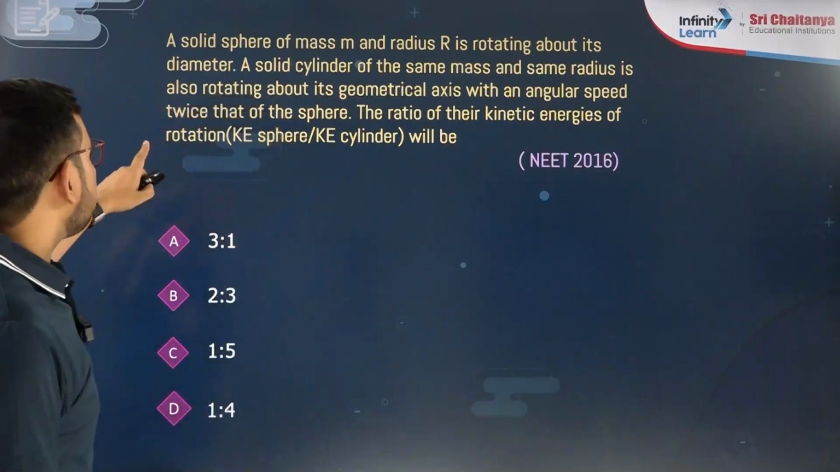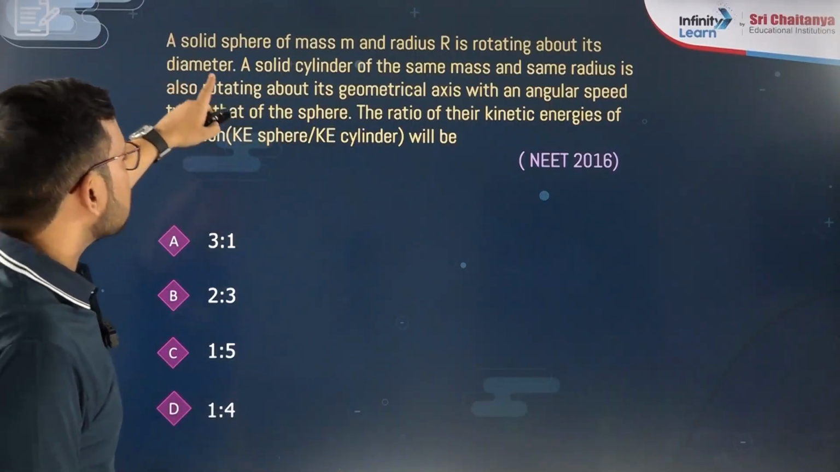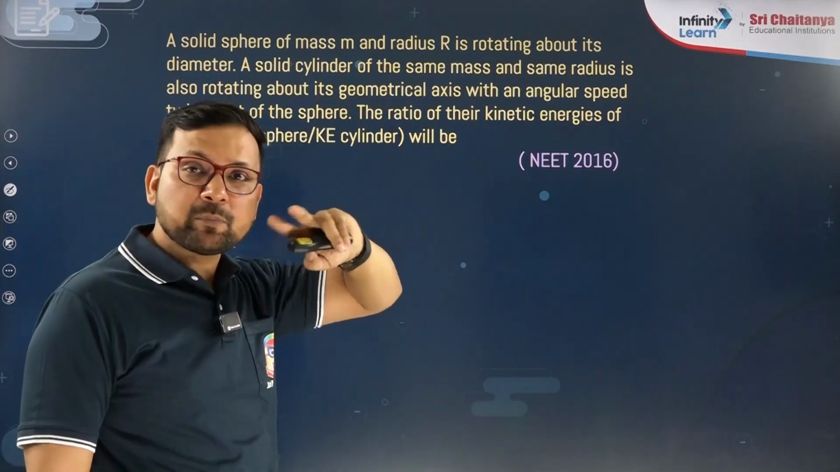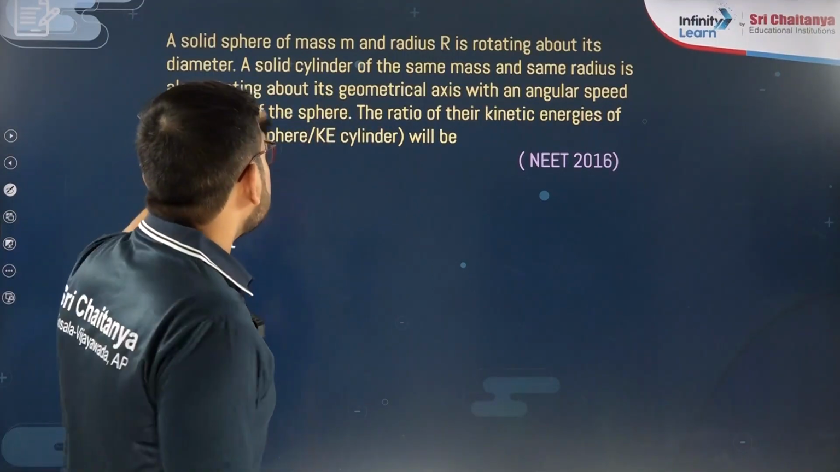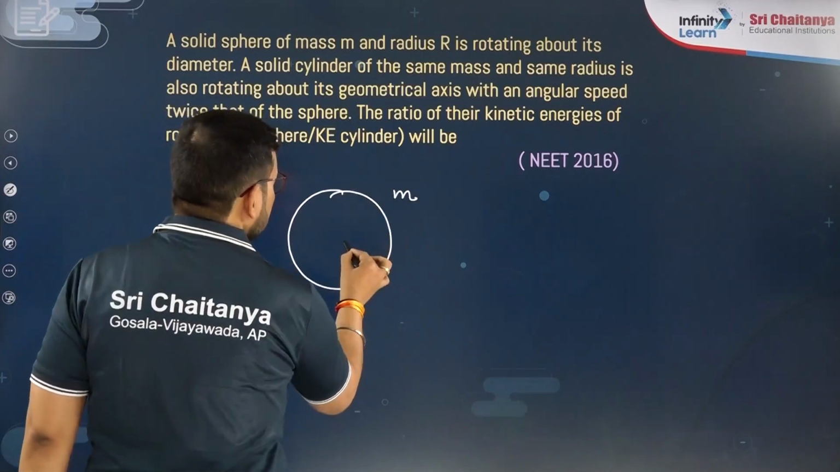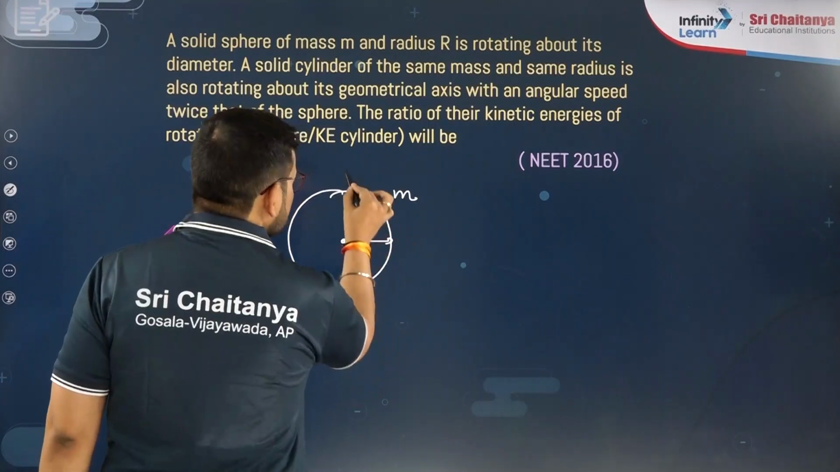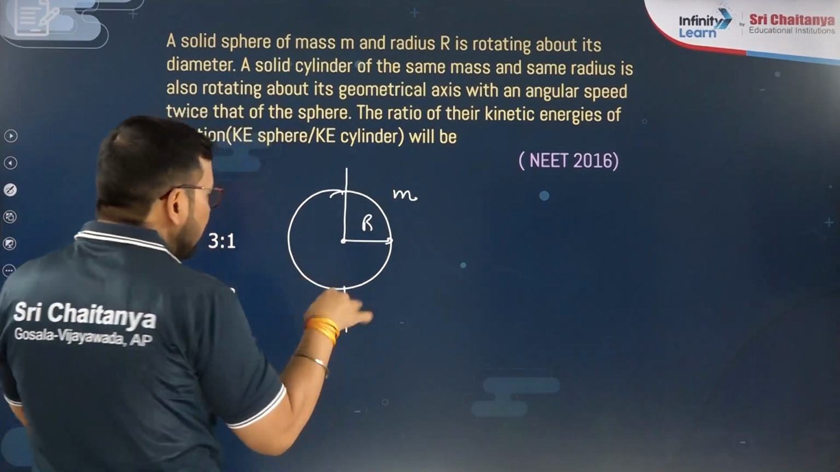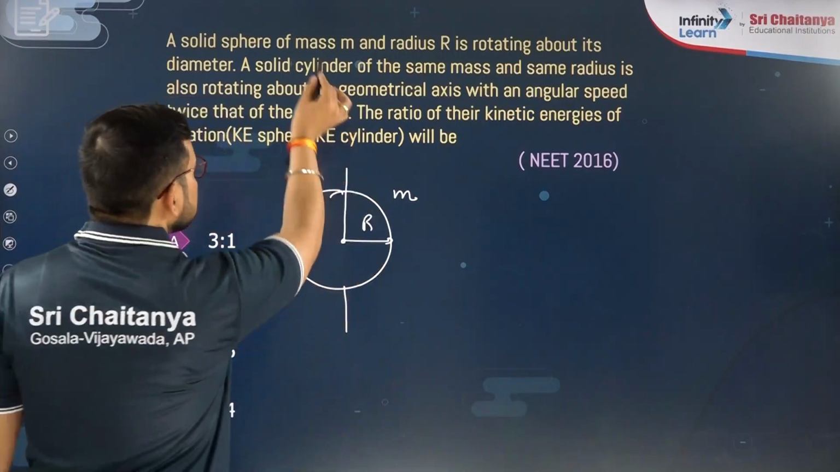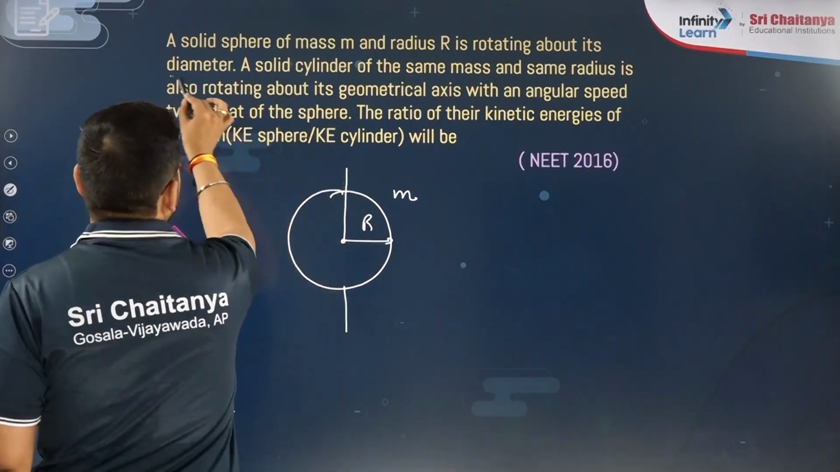In this question, a solid sphere of mass m and radius r, a rigid body, is there. So it will have a spinning motion. The solid sphere has mass m, radius r, and it is rotating. The orbital angular momentum mvr is not there, I guess. Let's see the question. Diameter.